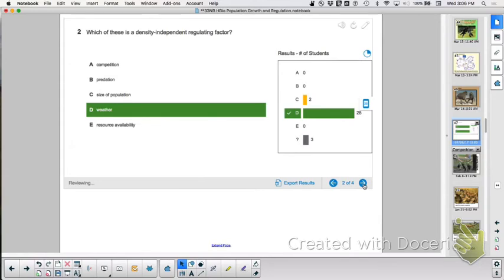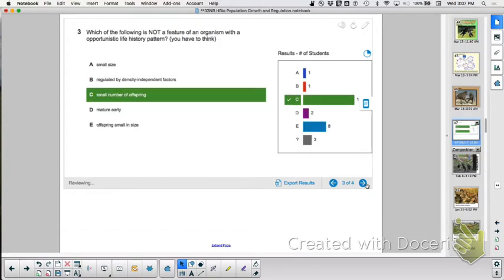Number 2, density independent. The only thing that's density independent on here is weather. Everything else are density dependent factors. You're going to have more competition as your population gets larger. You're going to have more predation as your population gets larger. Your size of your population is going to get larger as your population gets larger. Resource availability is going to go down as your population gets larger. Weather is not going to be a factor of that.